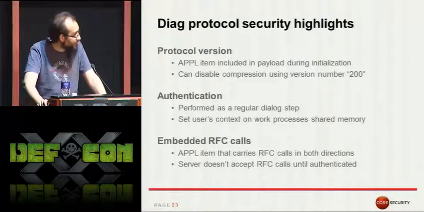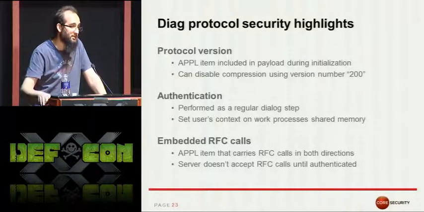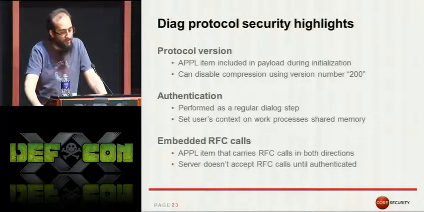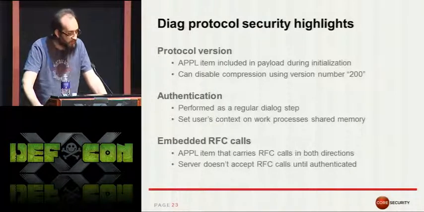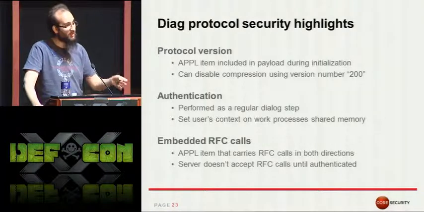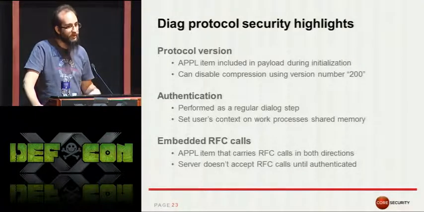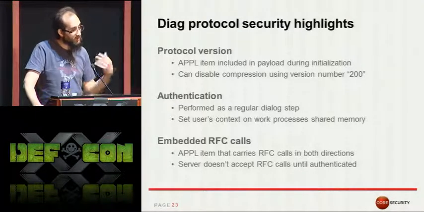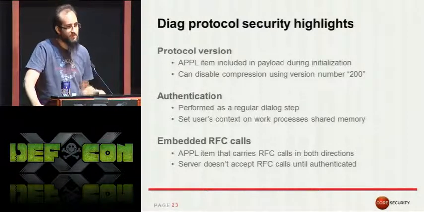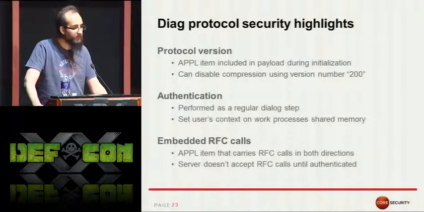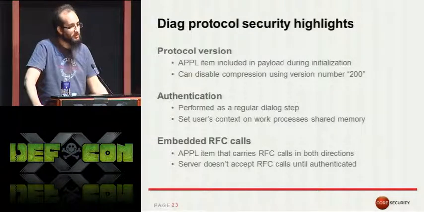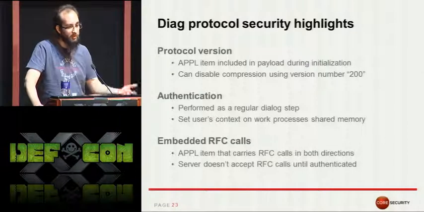The first one is that one of the APPL items that must be included during the initialization is the protocol version. One of the things that I found is that if you specify a specific version number during the initialization, all the remaining packets coming from the server will be uncompressed. So this is useful, for example, if you are writing an exploit or some script or some code, and you don't want to use all the compression functions in all your packets.